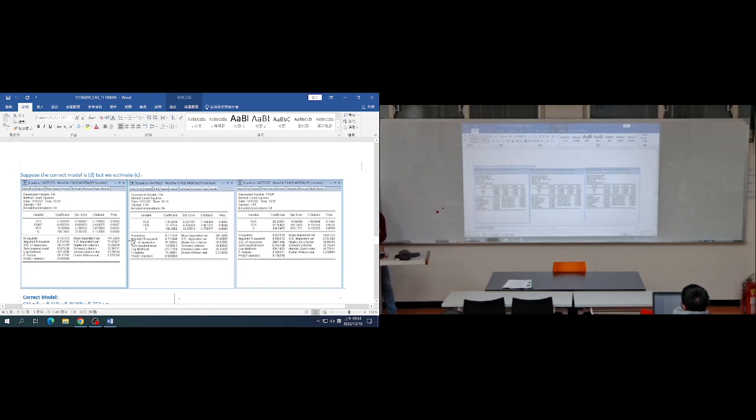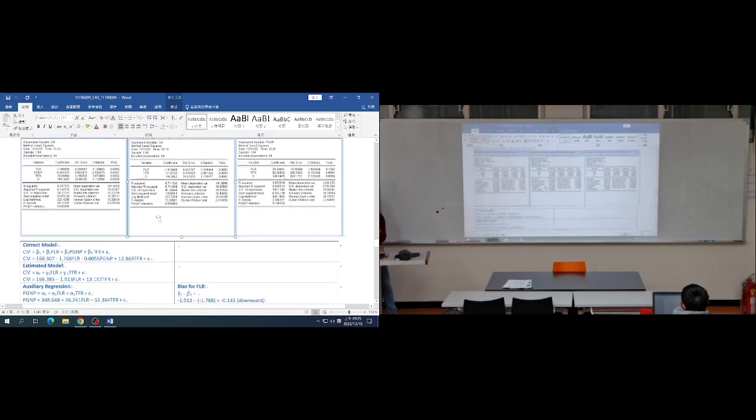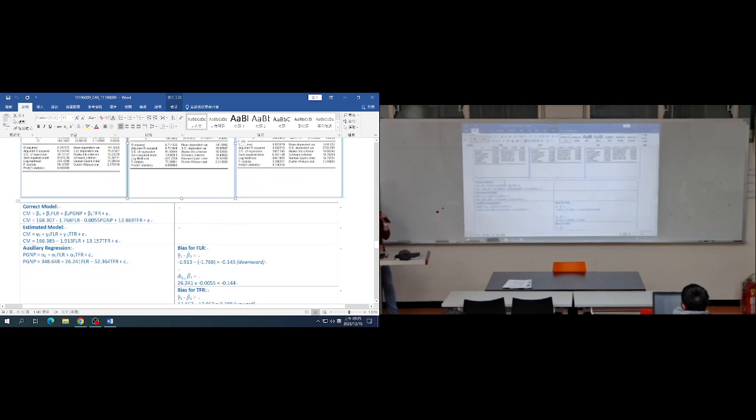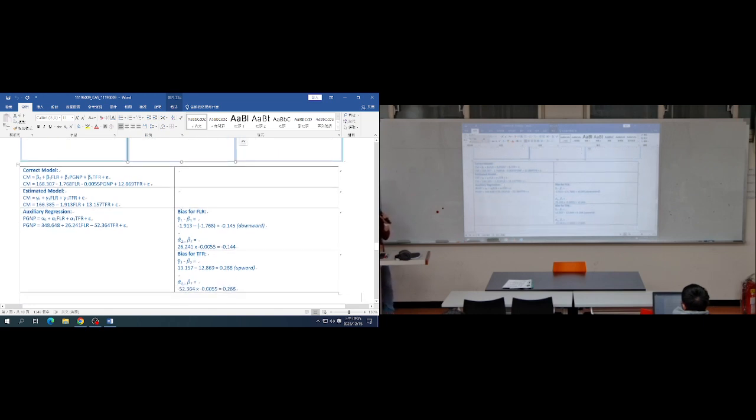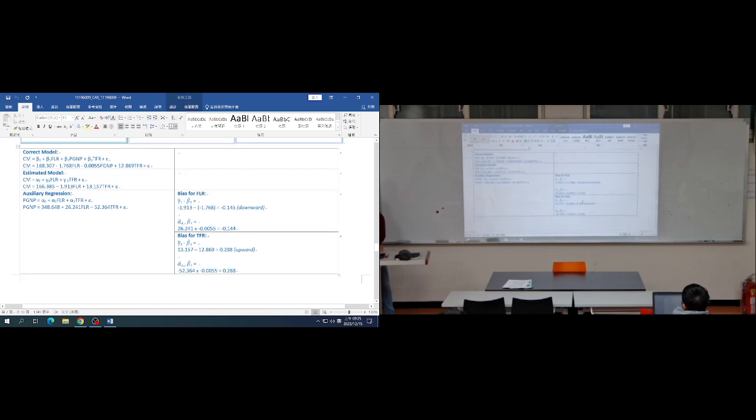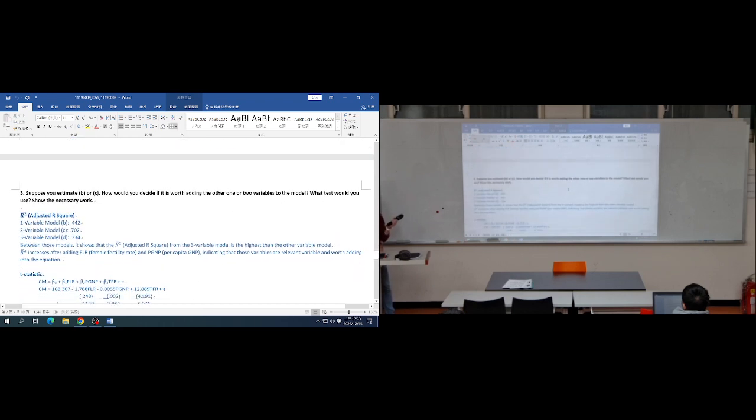The second one, suppose the correct model is D, but we estimate C, which is CM with independent variables FLR and TFR. So this is the correct model, the same as above, and this is the estimated model. And this is the auxiliary regression with PGNP as the independent variable. We calculate the bias for FLR and TFR, and as we can see, we can say it's the same answer, just a little bit different. And for the TFR, we also have the same results.